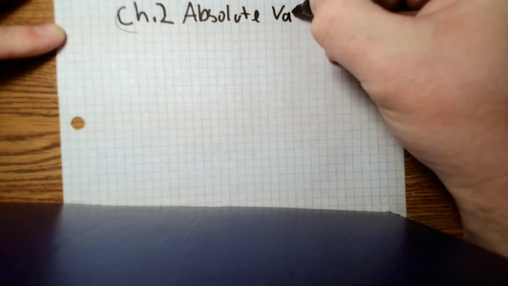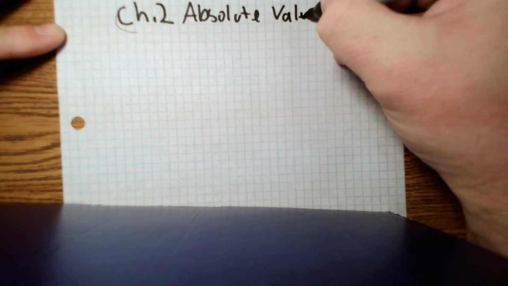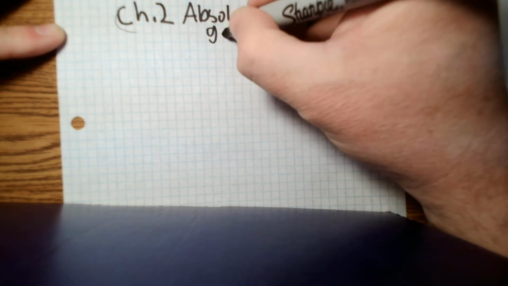Okay, so we're going to do absolute value. I'm just going to zoom it in and see if we can get this to work. So this is chapter 2. This is a different camera, and this is very awkward. So this is chapter 2, and we're just going to say absolute value graphs.